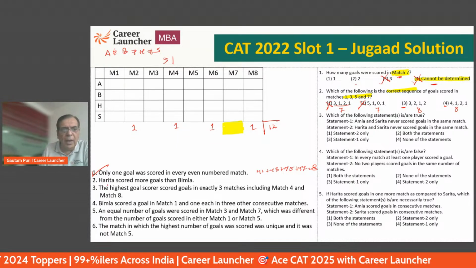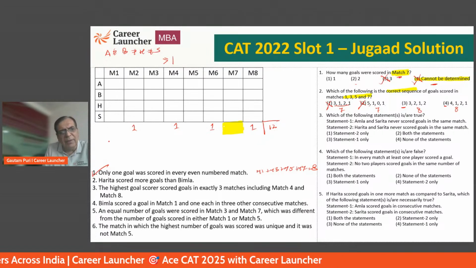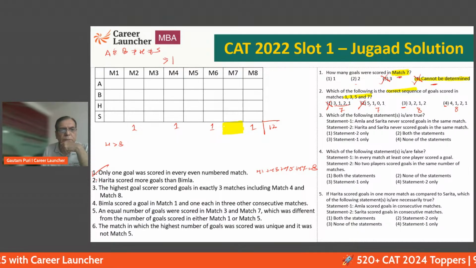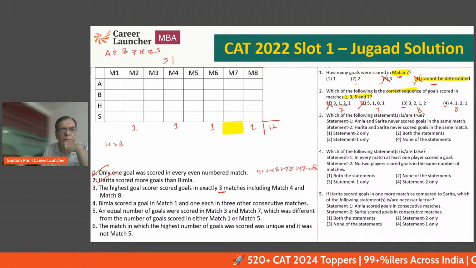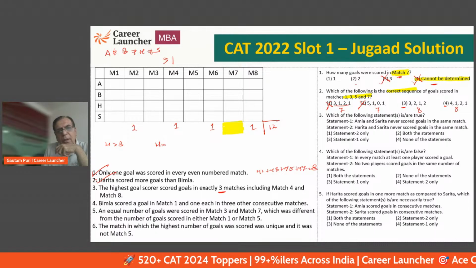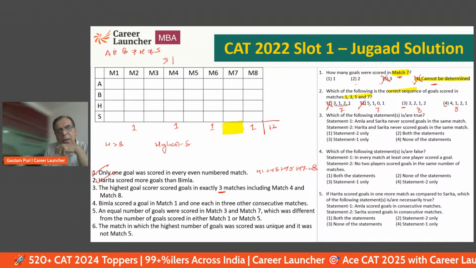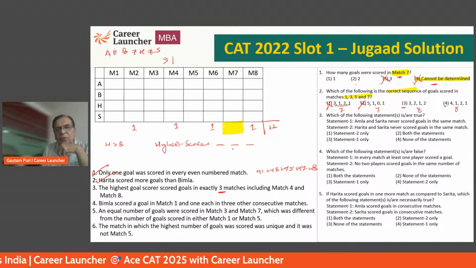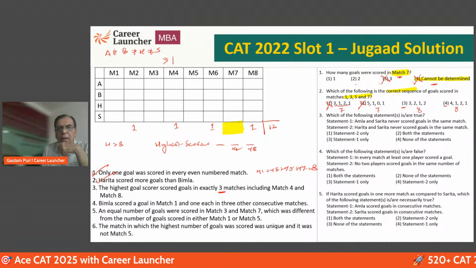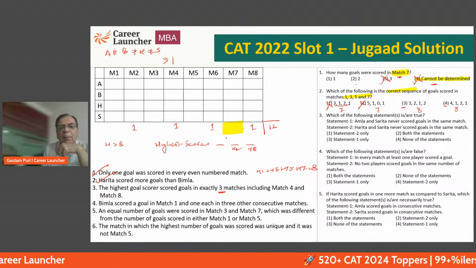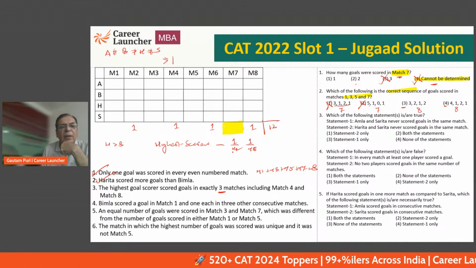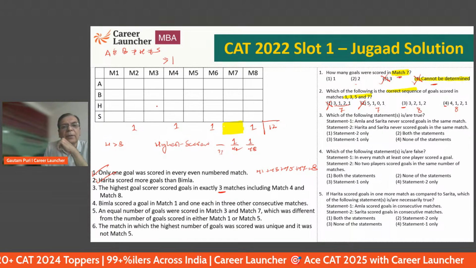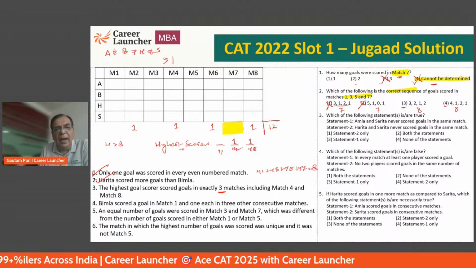Okay. Let's go further. Harita scored more goals than Bimla, the same thing as we said earlier. The highest goal scorer scored in exactly 3 matches, including match 4 and 8. Now match 4 and match 8 are even numbered matches, so obviously the lady has scored 1 goal in each of them. And which match the third one is, I don't know. But match number 4 and match number 8 we know are the highest goal scorer's.